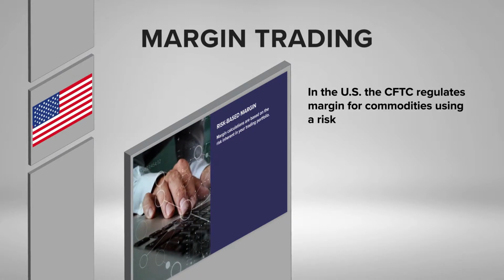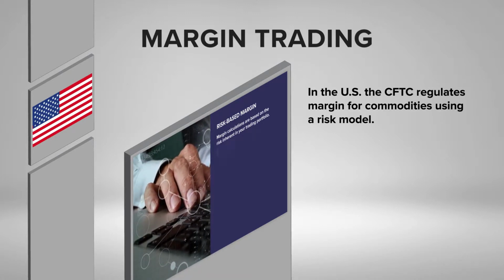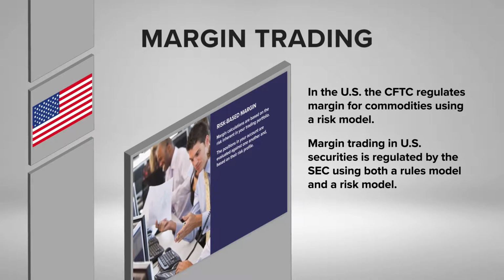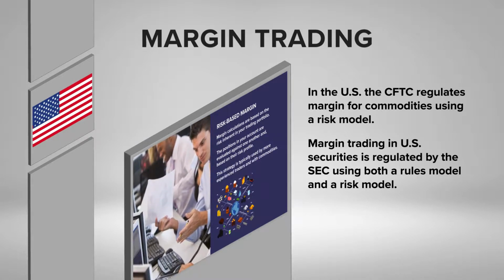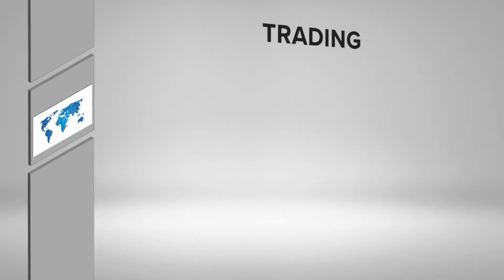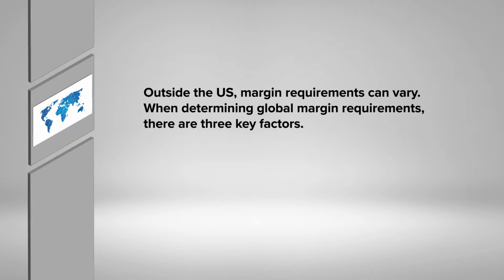Previously, we learned that in the US, the CFTC regulates margin for commodities using a risk model, while margin trading in US securities is regulated by the SEC using both a rules-based and a risk model. Outside the US, margin requirements can vary.